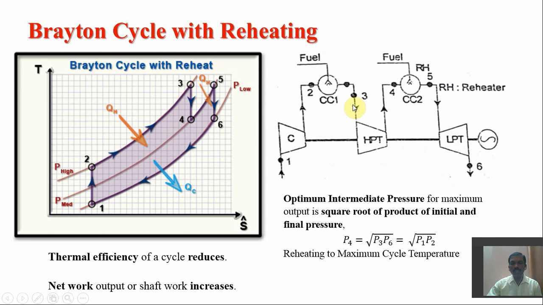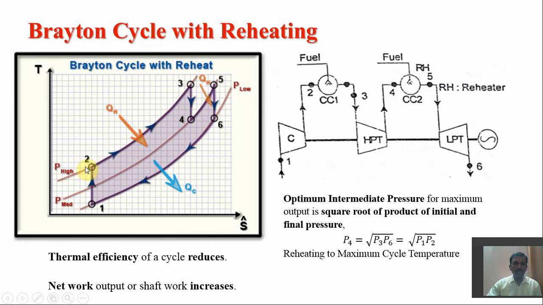So if you see, the expansion process is 3 to 4 as well as 5 to 6. So work output of the cycle increases: 3 to 4 is Cp(T3 minus T4), and Cp(T5 minus T6), addition of these two. Then compressor work is same, but heat addition will be Cp(T3 minus T2) plus Cp(T5 minus T4).